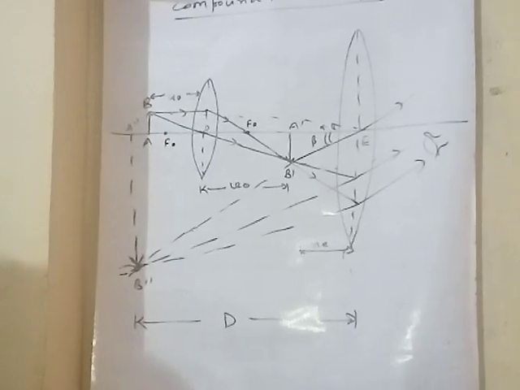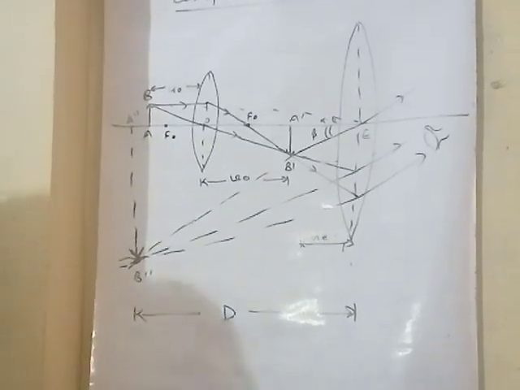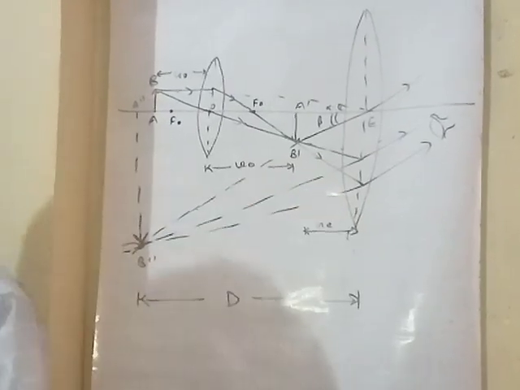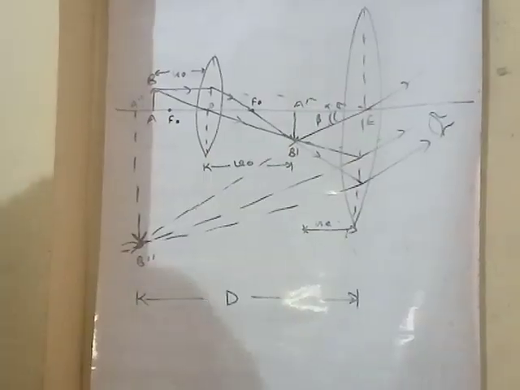Dear students, today we are going to discuss the compound microscope. The compound microscope is a topic from ray optics and is very important for the board exam. A compound microscope is an arrangement of two convex lenses. One is termed the objective, and the other is termed the eye lens.